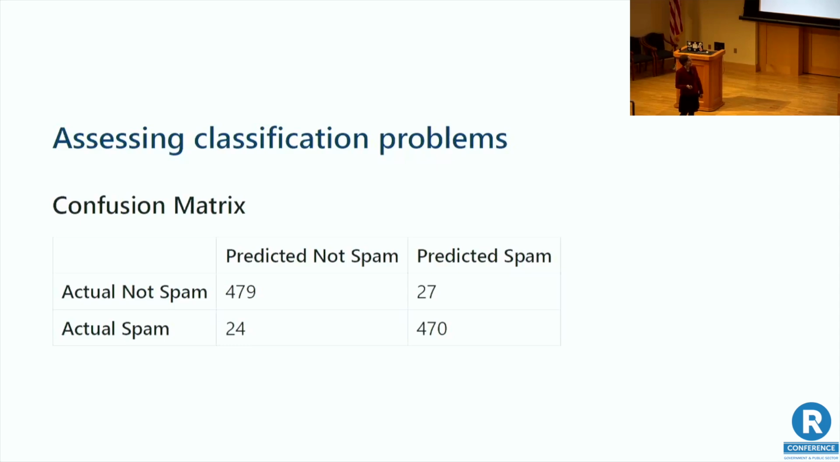So this would actually be a really bad model. We have 479 plus 470 divided by all of this, so about 94% are correctly getting classified. For spam, that would be really bad. For some other kinds of problems that are harder, that would actually be a really good model. So ideally, at the end of any classification problem, we would have something like this, where we would be able to assess how well our model is doing.